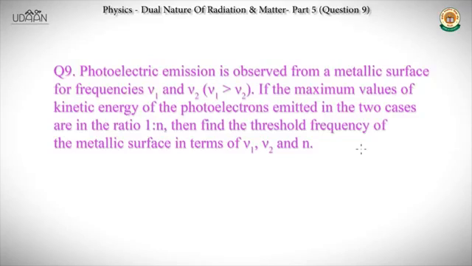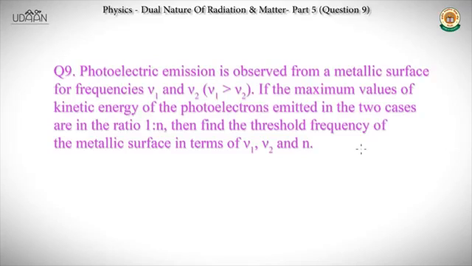So what is given here is that the maximum values of kinetic energy in the two cases are in the ratio 1:n. So we take E1 by E2, the ratio is given, and we're not given any numerical values, which makes the problem much simpler. The answer is also asked in terms of the given variables. So this question can also be posed in a different way, where values would be assigned to the variables nu1, nu2, and n, and then we can simply substitute and get the values.